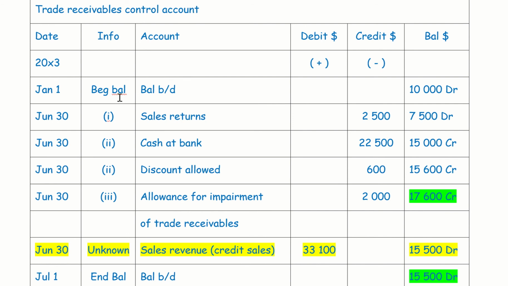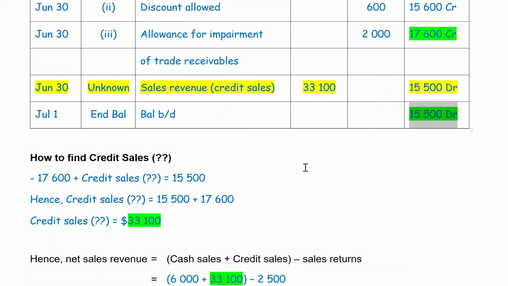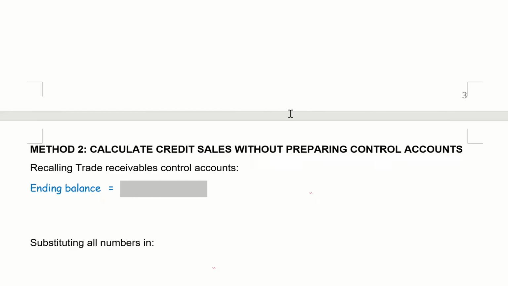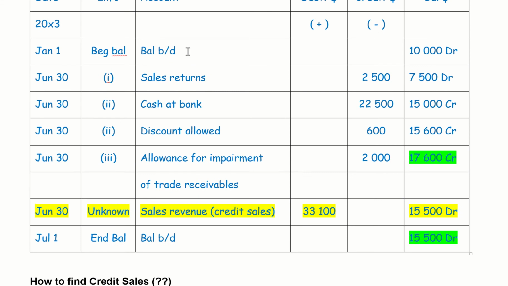Alright, so the purpose of this trade receivables control account is that you need to find out what is the ending balance, right? You need to find out what is the ending balance on 1st of July. So when you use method 2, you need to think to yourself, what is my objective? My objective is that I want to find my ending balance. Okay, so if I want to find my ending balance, what do I start off with? I start off with my balance brought down, right?